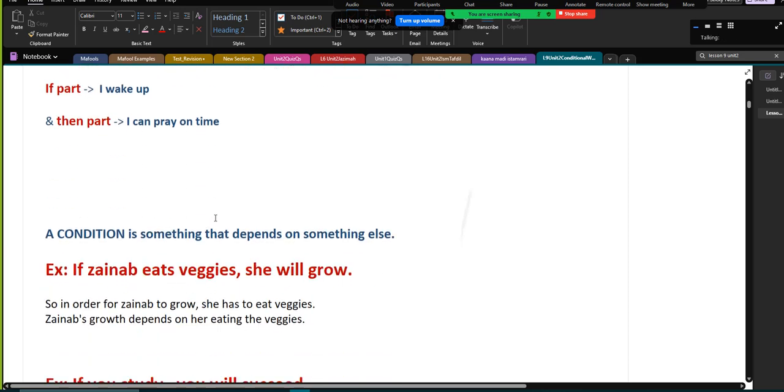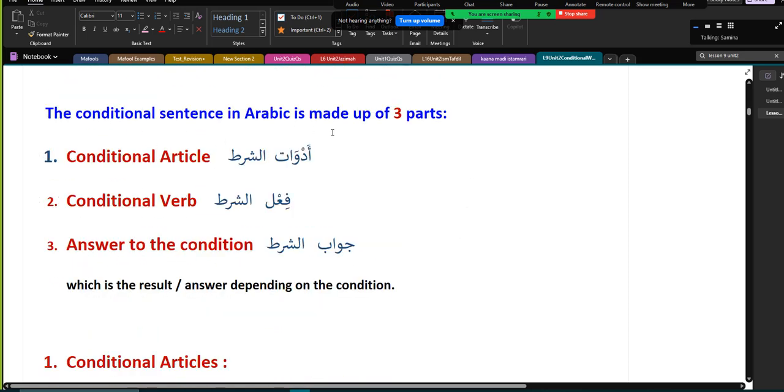Okay. So the conditional sentence in Arabic is made up of three parts. First one is the conditional article. You should have the conditional article at the beginning of the conditional sentence, like we have man, ma, mahma, ainama, and all those things. So they will come at the beginning of the conditional sentence. They are called adwatu shart, or conditional words, or huruf shart. And second is the conditional verb, that is fi'lu shart. And then you have the answer to the condition, that is jawabu shart, which is the result or answer depending on the condition.